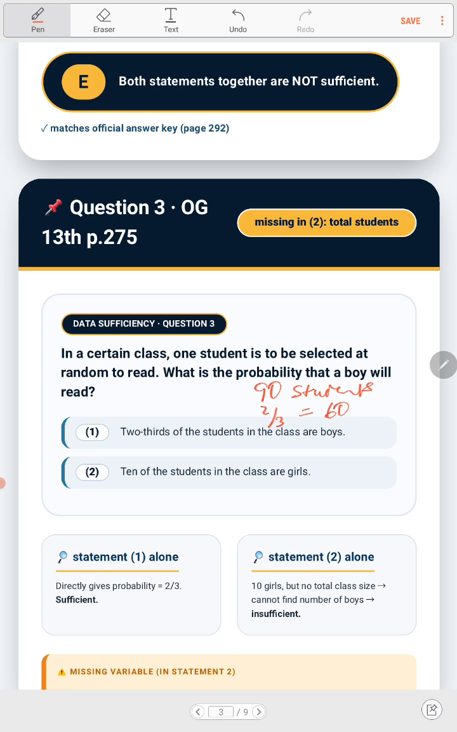That means the probability is desired over total. That would be 60/90, still the same 2/3. So this is sufficient. Statement 2: 10 of the students in the class are girls. This one is not sufficient. What is missing? The number of boys. So we conclude that the answer to this one is A. Remember, I'm just giving you a guide on what to think about, or what to look for. Look for whether there is something missing.